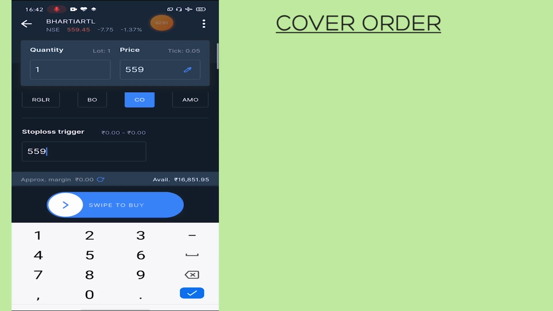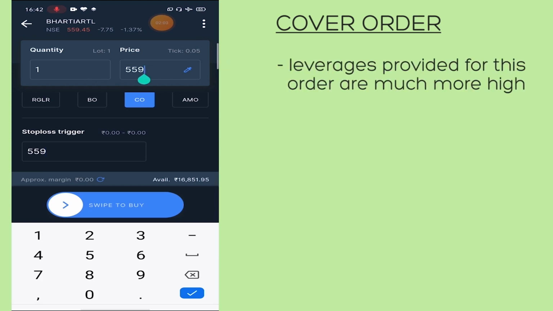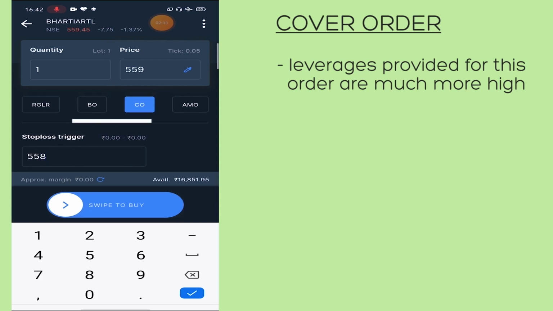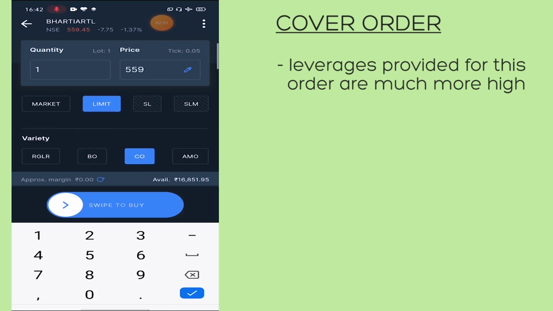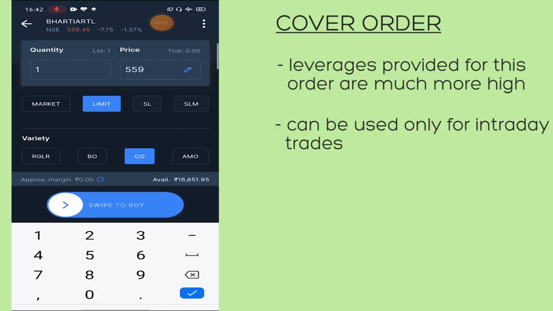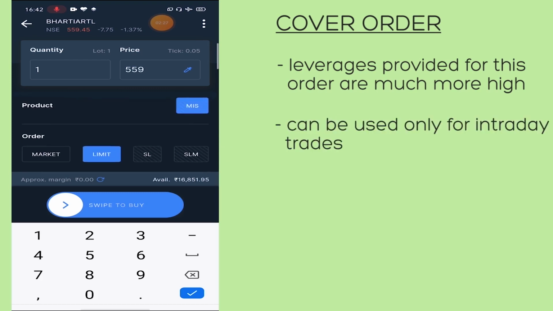Okay, so what happens is, if you buy this stock at 559 and you place a stop loss at 558, your main order will get executed at 559 rupees with the stop loss of 558. So one more order will get placed at a time. So these bracket and cover orders are only meant for intraday purposes. You can't use them for cash and carry.